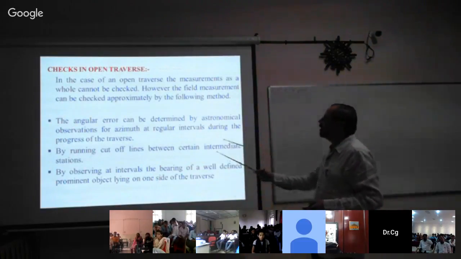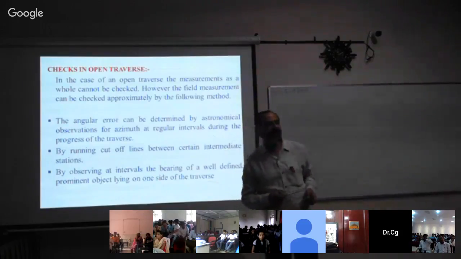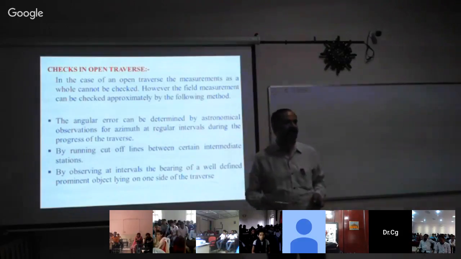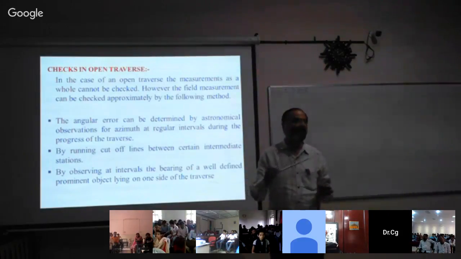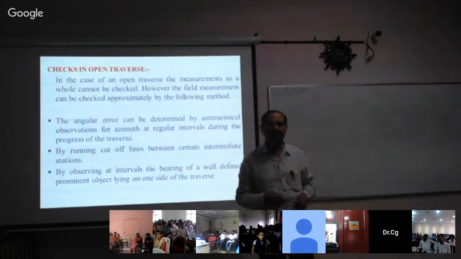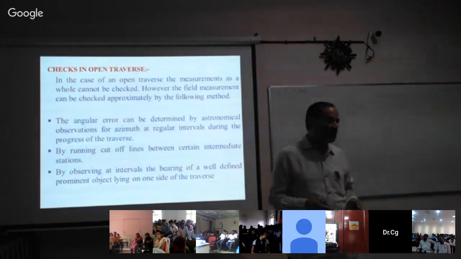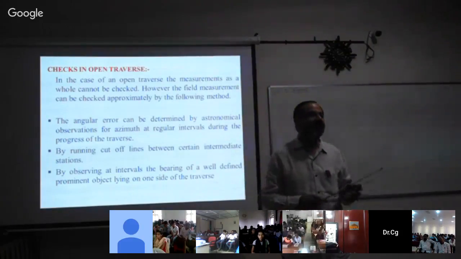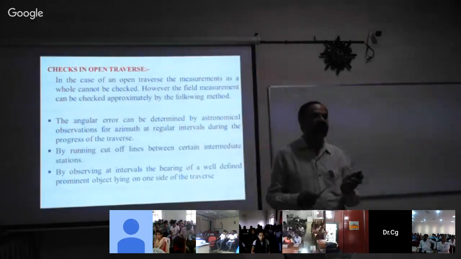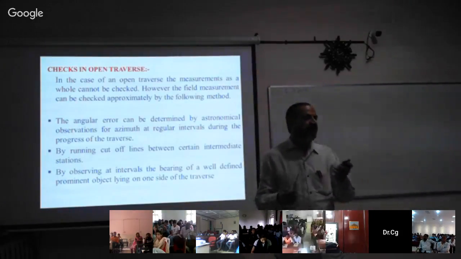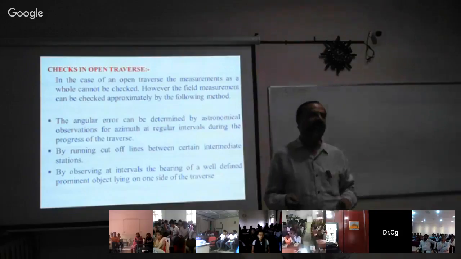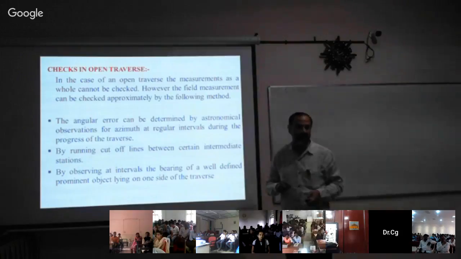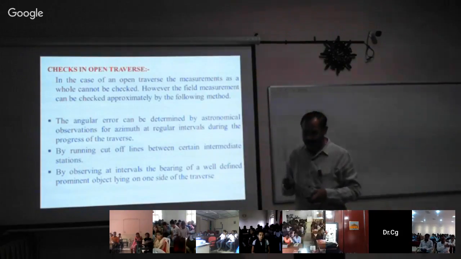Okay, in open traverses, it is difficult to check the open traversing because it is not closing anywhere. It is a continuous survey line, isn't it? We don't know where it will close. So therefore, if you measure the bearings regularly at some prominent points, we can check with respect to the north orientation, isn't it? That is the only way to check the work, whether the work is right or wrong.